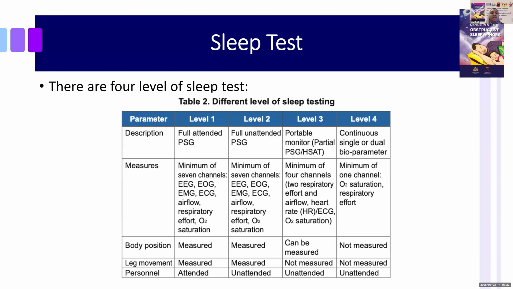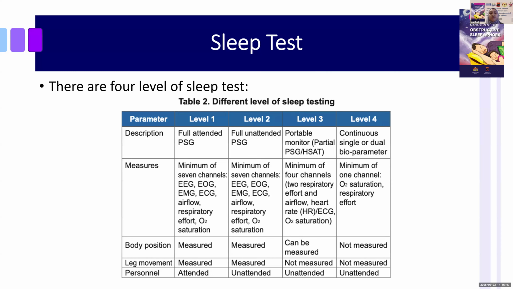So level 1 is a full attended polysomnogram, which measures a minimum of 7 channels, which is EEG, EOG, EMG, ECG, airflow, respiratory effort, and oxygen saturation. In level 1, body position is measured, leg movement is measured, and it is an attended test where we have round-the-clock personnel to attend to the patient.